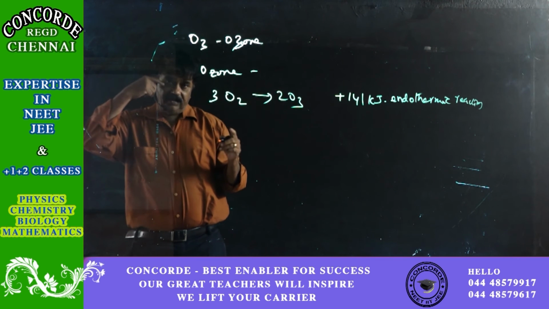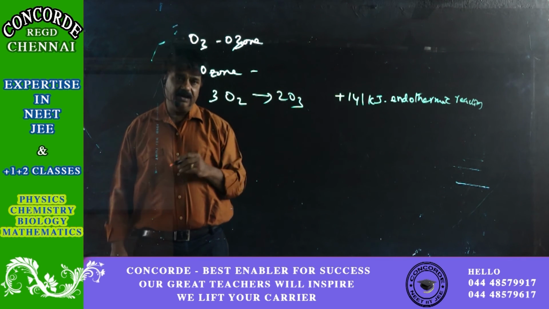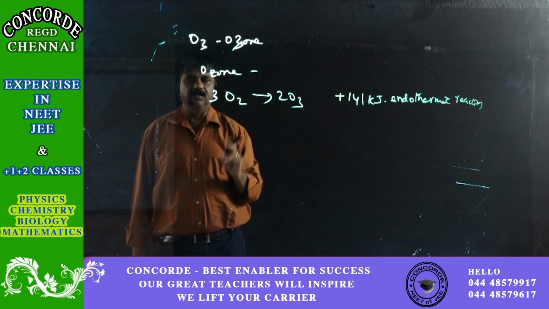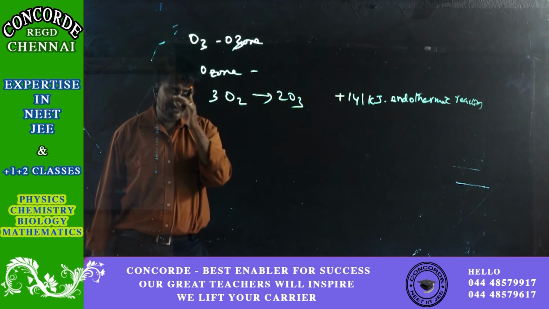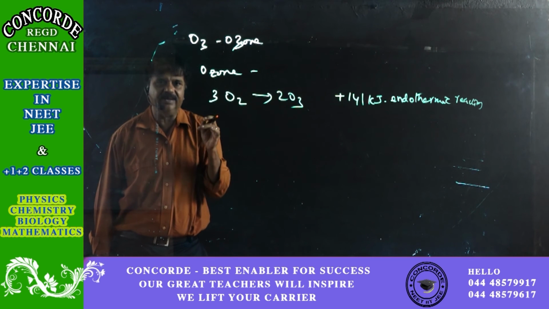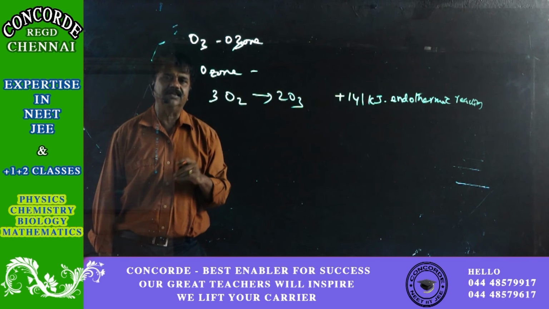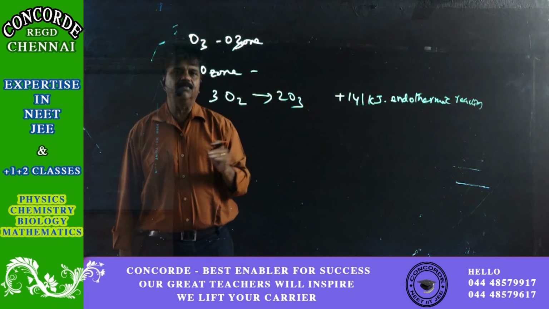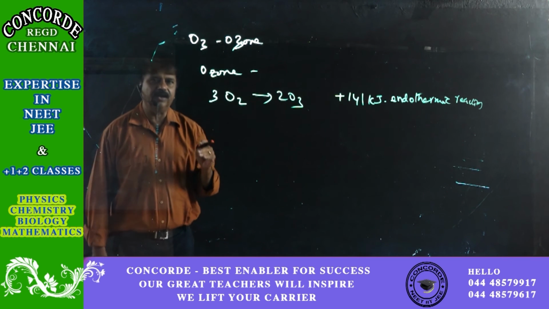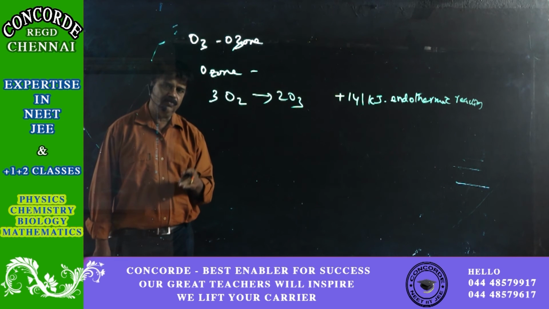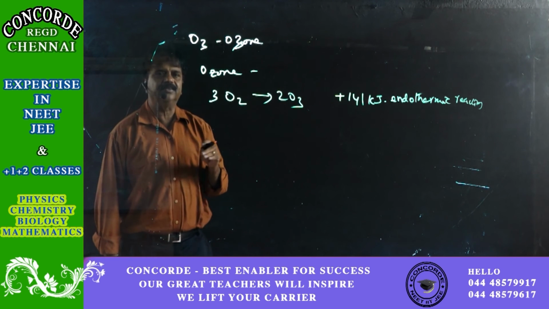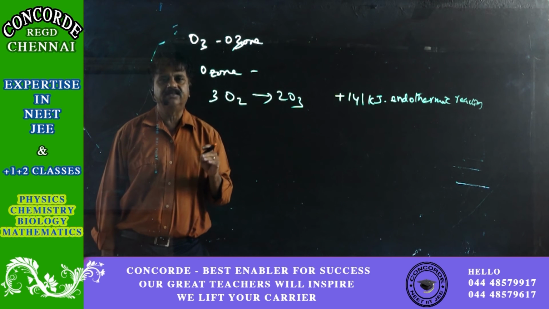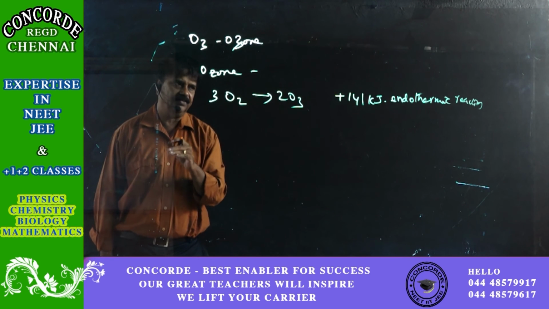Why are we sending oxygen slowly, and in a silent electric discharge? The main reason is that ozone is highly unstable. Given a chance, it loses one oxygen to become O2. So the preparation requires very much care, as oxygen has to be supplied slowly, and it has to be sent through a silent electric discharge.